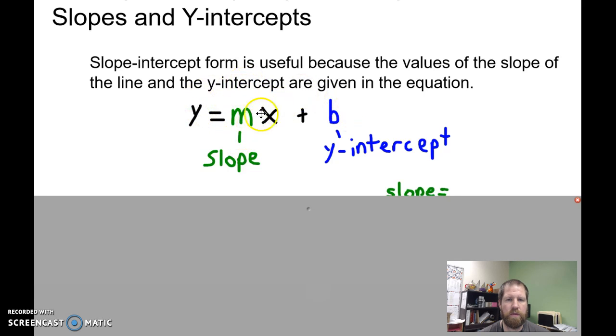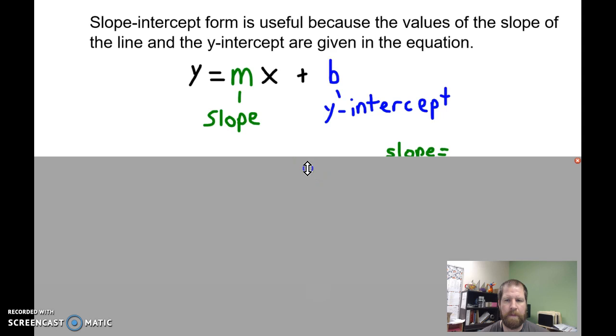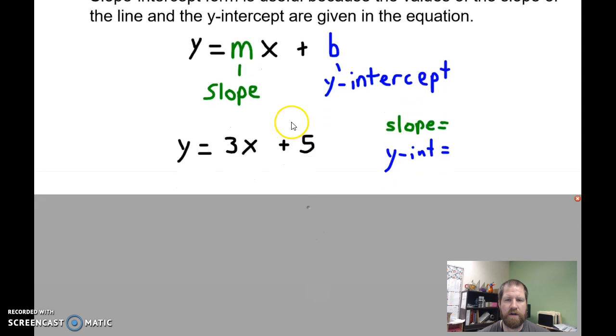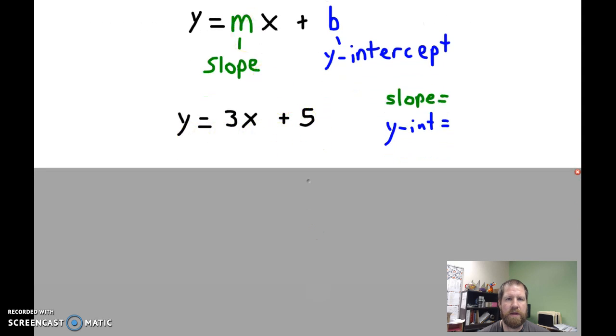Okay, so we have two variables, x and y, and then we have two numbers. One is our slope, whatever we're multiplying by x is our slope, and the other one, whatever we're adding or subtracting, is going to be our y-intercept. Okay, so if I have an equation in slope-intercept form, it's very easy for me to say, all right, my slope is 3, because that's what is being multiplied by x, and my y-intercept is 5.